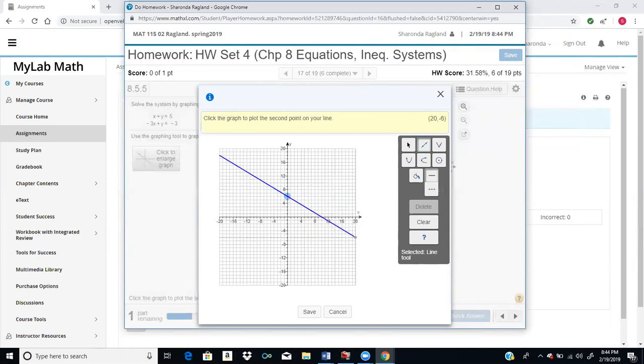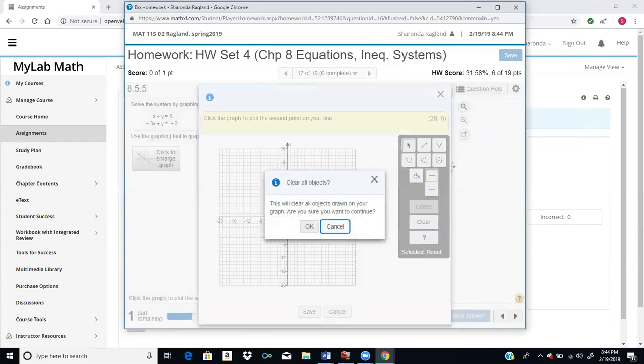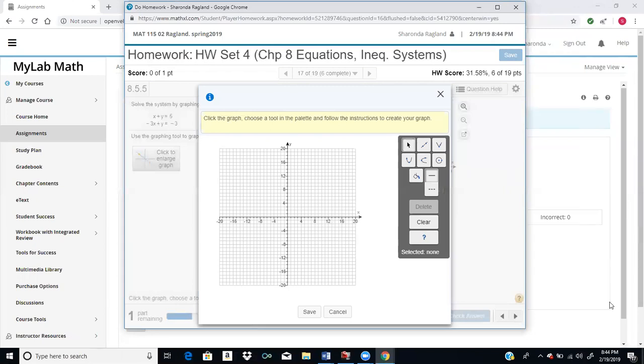Okay, I messed up, so let's clear that. All right, (0, 5), and then (5, 0). Click. And then click the line tool again. And then (0, negative 3). You have to make sure that you are clicking the right point. And then (1, 0).